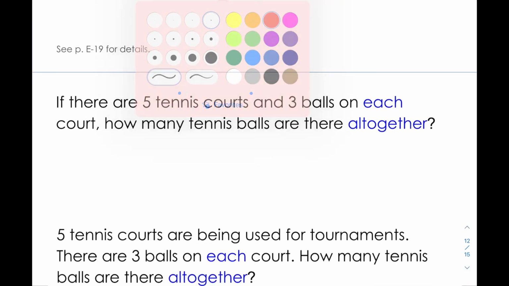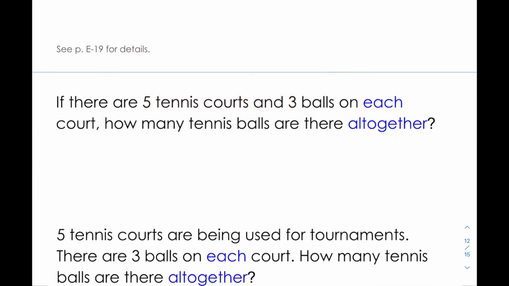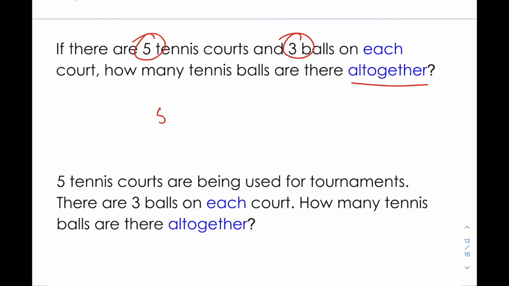Okay, so if there are 5 tennis courts and 3 balls on each court, how many tennis balls are there altogether? So 5 tennis courts, so that's important. 3 balls on each court, and that's what's missing. We had 5 times 3 is equal to how many altogether?